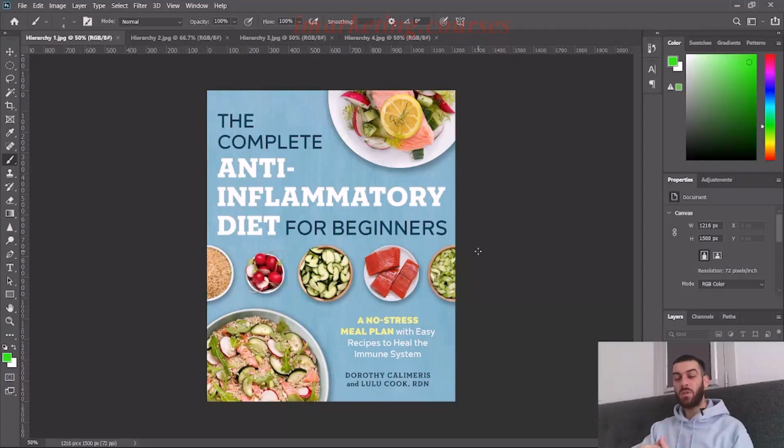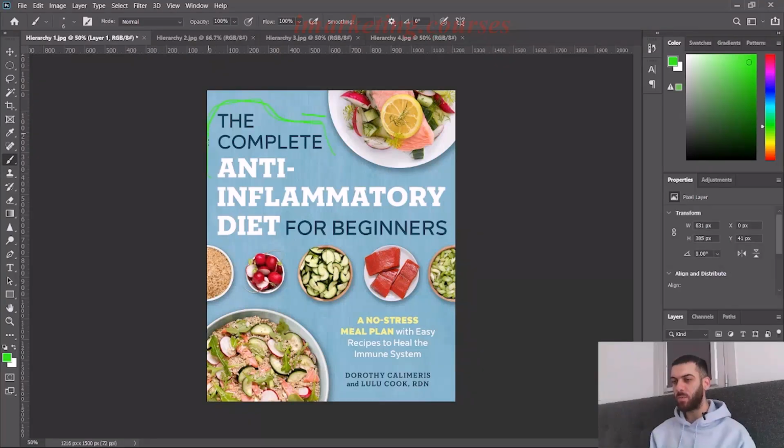Okay, so hierarchy. How can you use hierarchy effectively? We talked about hierarchy. You want the most important thing to be the biggest thing on the cover, and you want the least important thing to be the smallest thing. The bigger your text or the bigger your image, the more likely the customer is to read that first. So let's see how this cookbook uses hierarchy effectively.